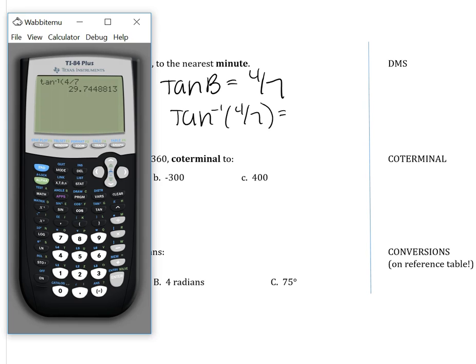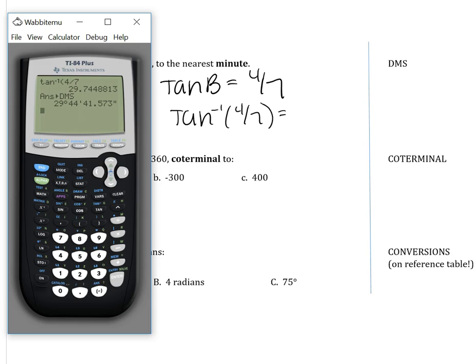Now the directions say to the nearest minute, so if that were to come up, you just hit second apps, option 4, and there you go.